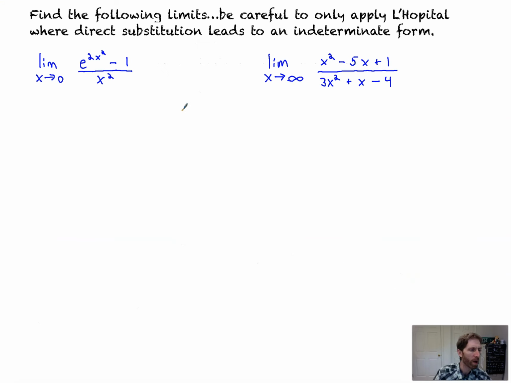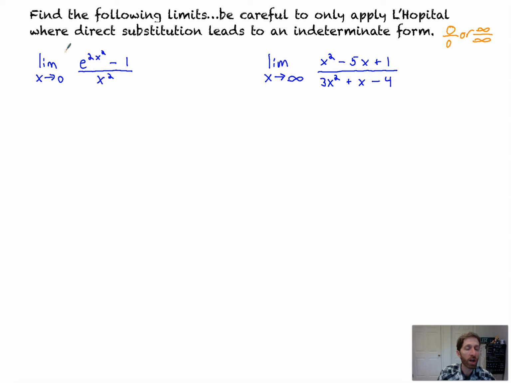All right, so we'll do a few more problems with that practice, and then we'll call it a video before getting into some other forms with L'Hopital. So this says, find the following limits. Be careful to only apply L'Hopital where direct substitution leads to an indeterminate form. Remember, that's 0 over 0 or infinity over infinity.